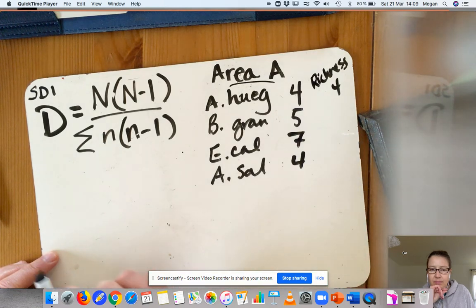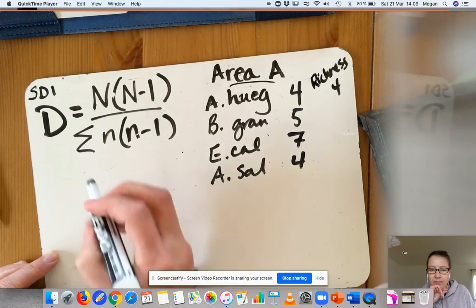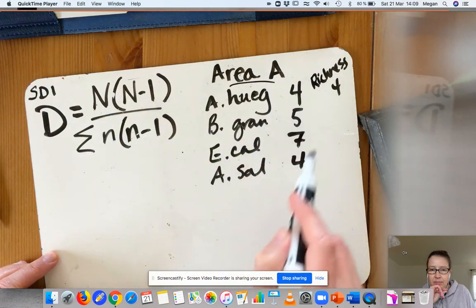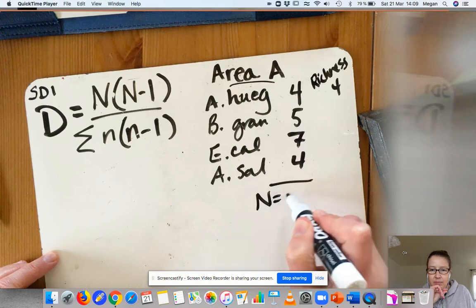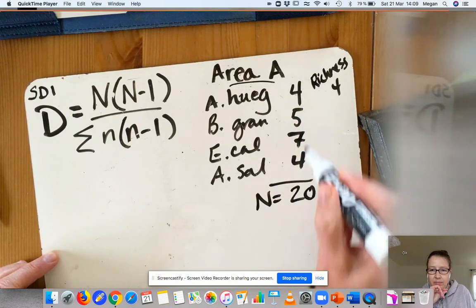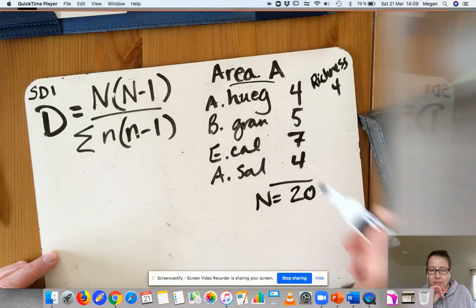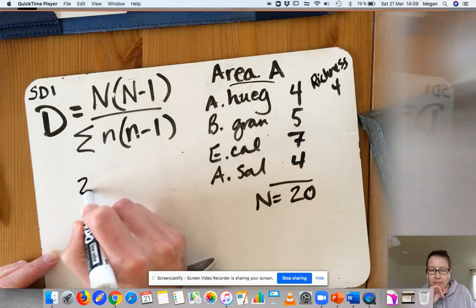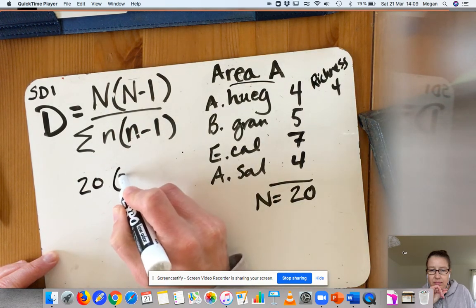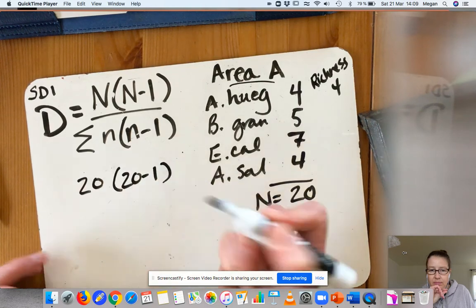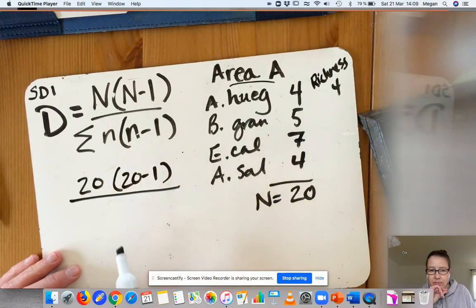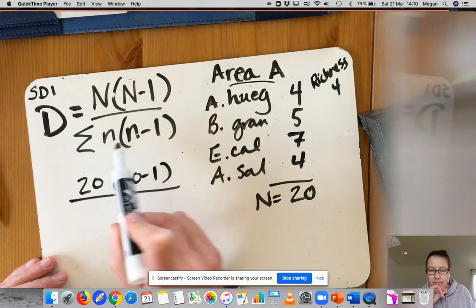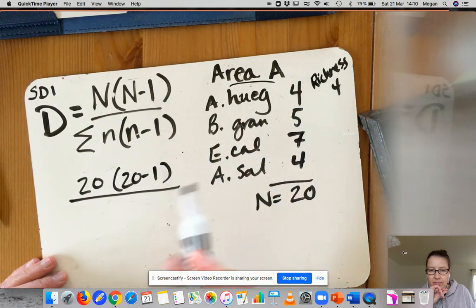So if we were to calculate the Simpson's diversity index, we're going to take the total number, that's n, of all the species added up. So this adds up to 20, so 4 plus 5 plus 7 plus 4. And then we're going to plug that in here. So it'll be 20 times 20 minus 1, which is essentially 19, right? And then down below, the little n stands for each of the individual populations.